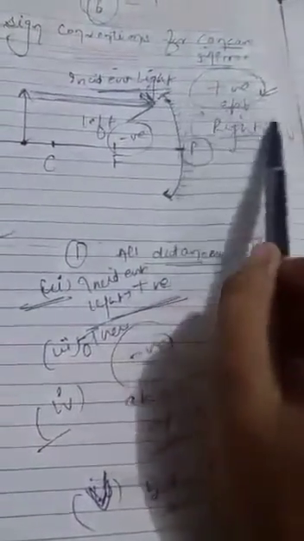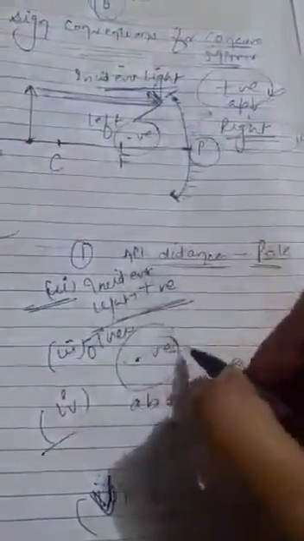Clear? The first one, all distances are measured from the pole. Second one, the side in which the incident light arrow shows, the right side, is considered as positive. And third one, the other side of the positive, the front side, is considered as negative. And the fourth is that distance measured above the principal axis is positive, and distance measured below the principal axis is negative. Okay, now see.